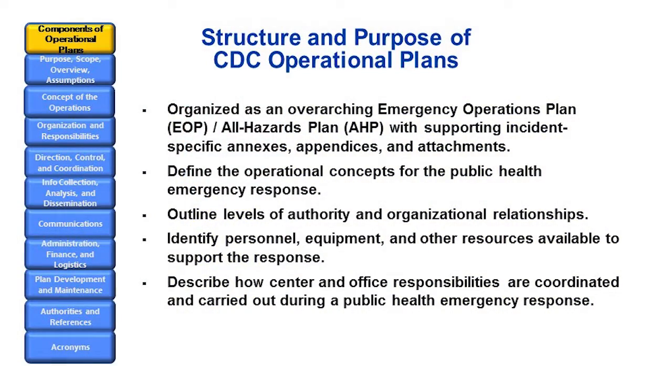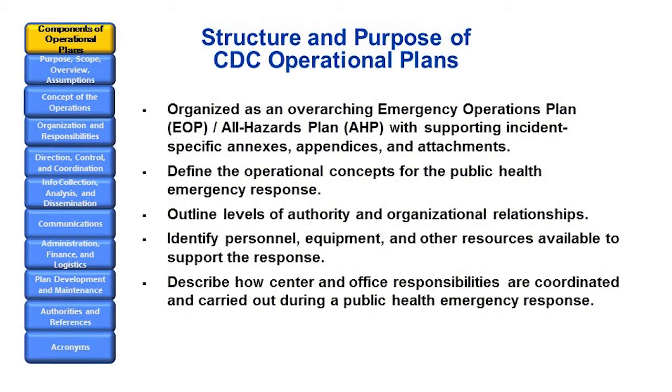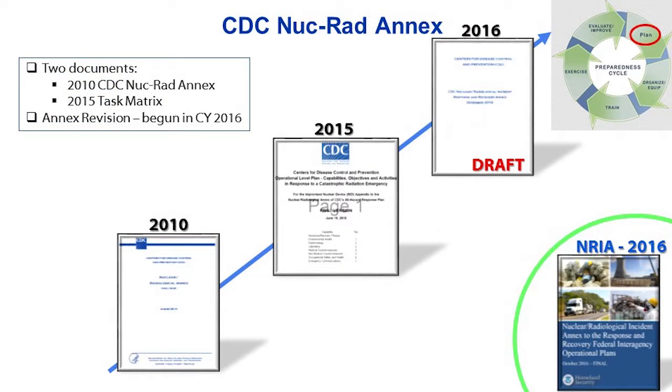So here at CDC we have an overarching all hazards plan, and off of that we have supporting incident-specific annexes, appendices, and other attachments. We run the gamut, there are a number of branch plans to this. We have biological, with a number of plans within biological, chemical, and other natural disasters such as hurricanes and earthquakes. We also have, again, focused here on nuclear radiological, and we have those plans in place, and we are in the process of updating. So let me talk a little bit about the nuke rad annex.